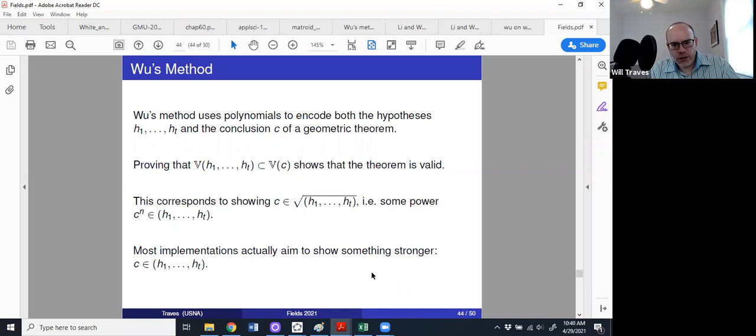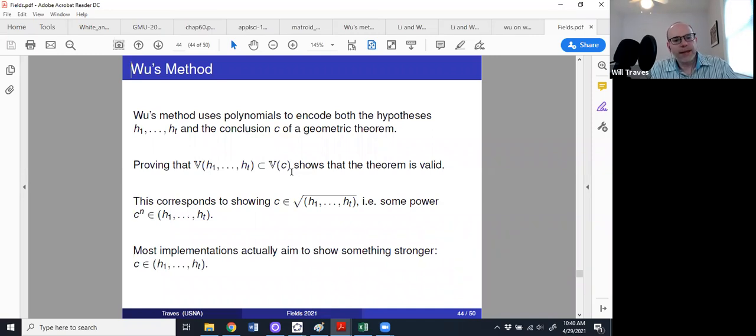He uses polynomials to encode each hypothesis of a geometric statement, and he uses a polynomial C to encode the conclusion. Okay, so you've got these hypotheses polynomials, H1 through HT, encoding the hypotheses, and then a conclusion polynomial C encoding the conclusion. And if it turns out that whenever you have the hypotheses vanishing, then the conclusion also vanishes, then that would prove your theorem, right?